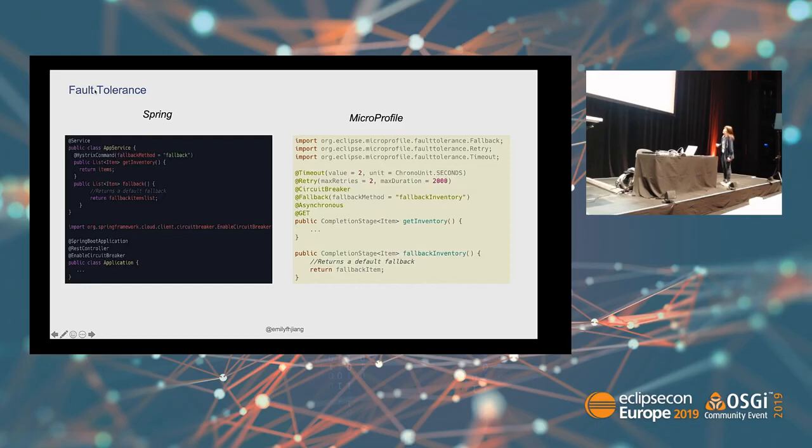You can use the HystrixCommand, like in this scenario, to set a circuit breaker. You can just do an enable circuit breaker, and here you can declare that HystrixCommand, etc. This is a fallback. You can use a fallback. In MicroProfile, all of this is annotation-based. You can do a timeout, retry, circuit breaker, fallback, and also you can do the asynchronous call as well.